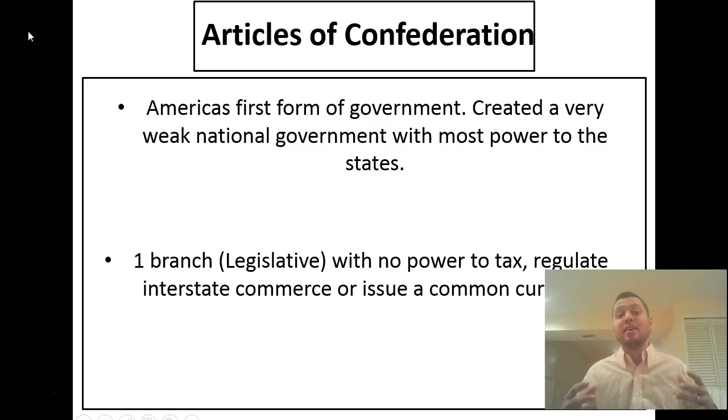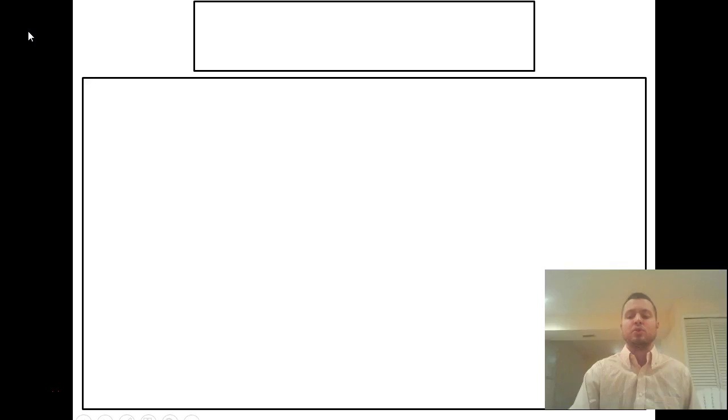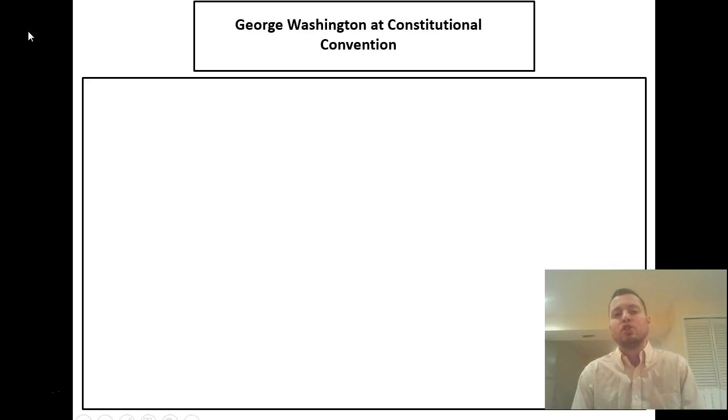The founding fathers got together and decided we needed to form a new government. We need to form a constitution. So let's talk about that constitution. New note card, please write George Washington at Constitutional Convention. Yes, they had a constitutional convention. They needed a president. They needed the man. They needed el hombre. So they picked George Washington.